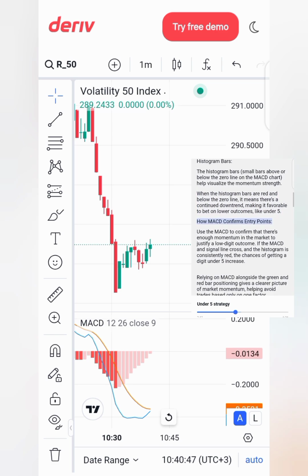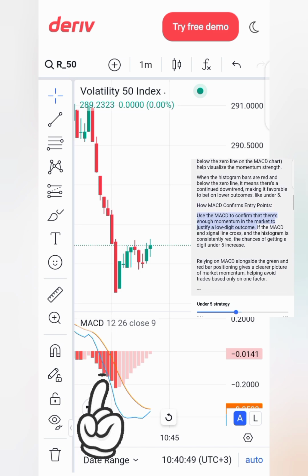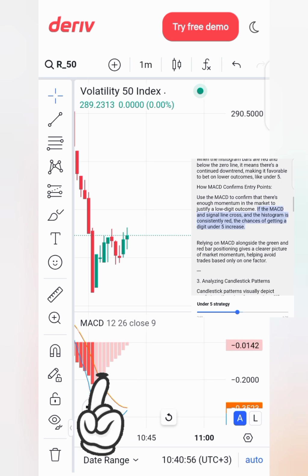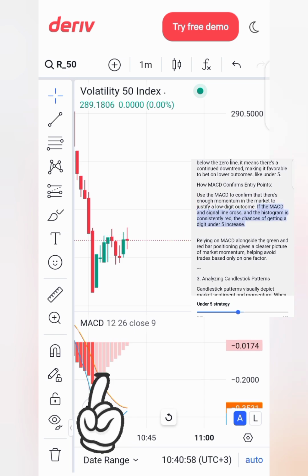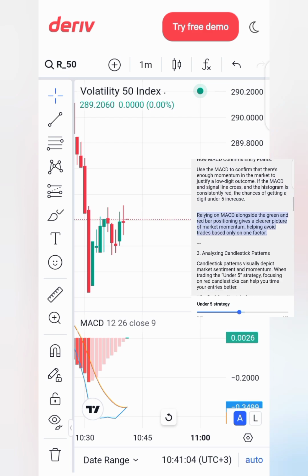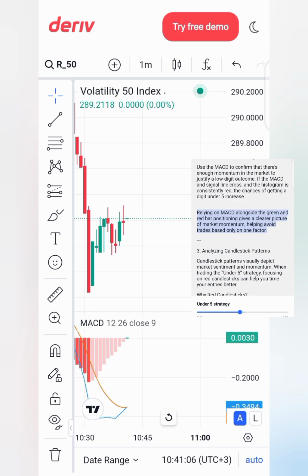How MACD confirms entry points. Use the MACD to confirm that there is enough momentum in the market to justify a low-digit outcome. If the MACD and signal line cross and the histogram is consistently red, the chances of getting a digit under 5 increase. Relying on MACD alongside the green and red bar positioning gives a clearer picture of market momentum, helping avoid trades based only on one factor.